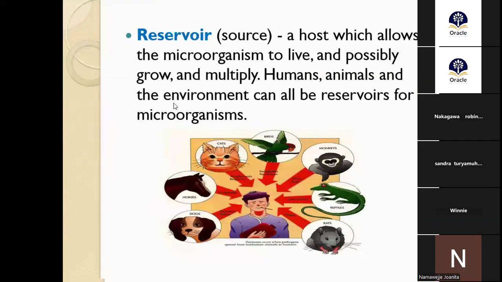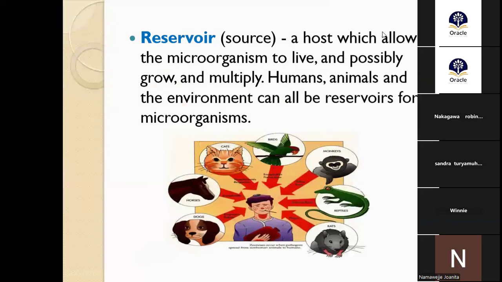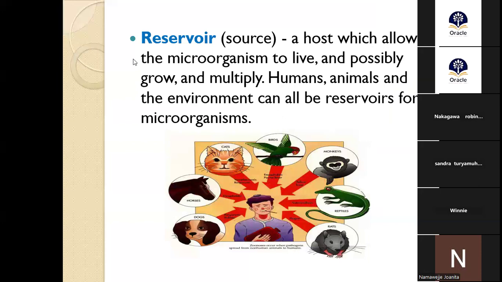So we've talked about the causative agent. We've talked about the reservoir, the source, the host which allows the microorganisms to live and possibly grow and multiply. It could be human, animal, or the environment. I told you contaminated surfaces can all be reservoirs. Cats could be reservoirs. Birds, monkeys, reptiles, etc.